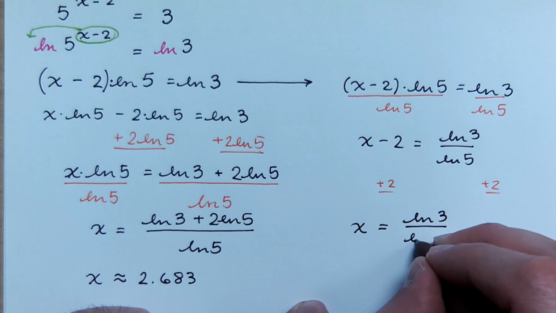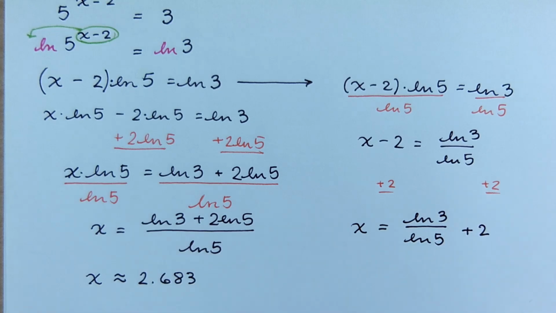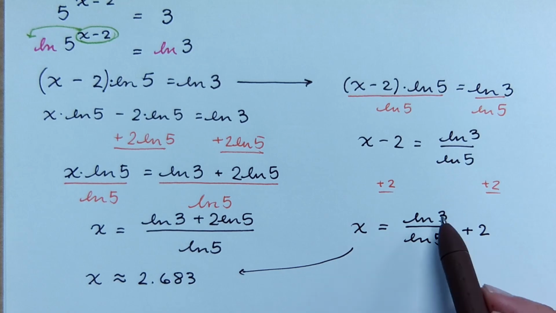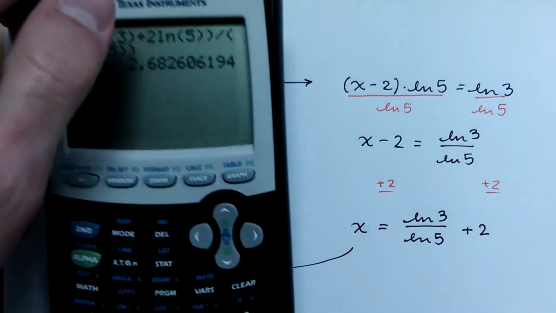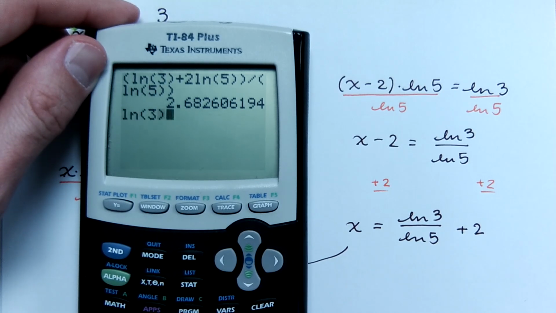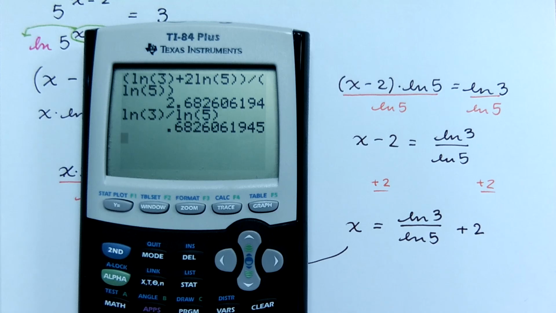So the answer looks a little bit different, but it's still going to be the exact same value. This approach is also going to lead you to that answer. So 0.683 was ln 3 over ln 5, and the 2 is just the 2. You can easily verify that if I do natural log of 3 divided by natural log of 5, yeah, there's that 0.683 plus the 2.